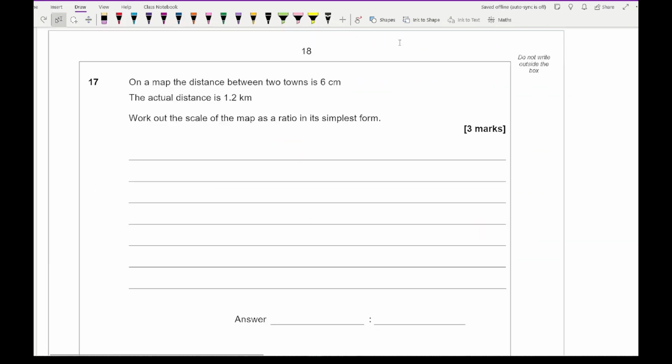Moving on to question 17, it says on a map the distance between two towns is 6 centimetres. The actual distance is 1.2 kilometres. Work out the scale of the map as a ratio in its simplest form. So what we know is that 6 centimetres equals 1.2 kilometres. Now when you get your final answer, you want to make sure the units are the same. So for this, I'm going to choose to get them both into centimetres.